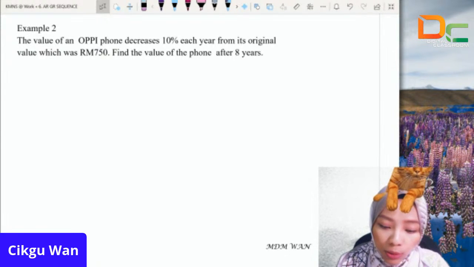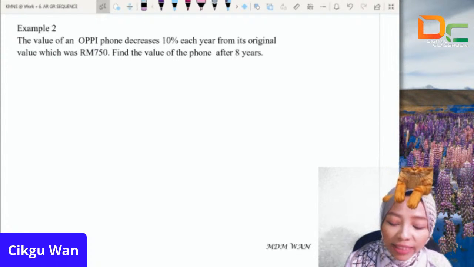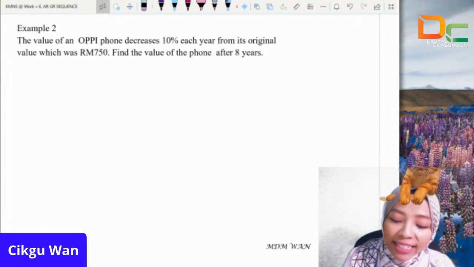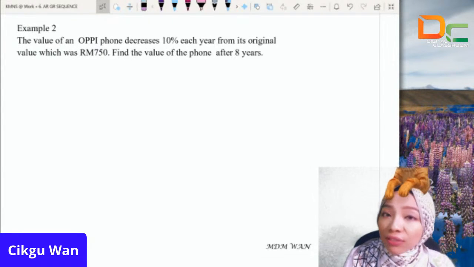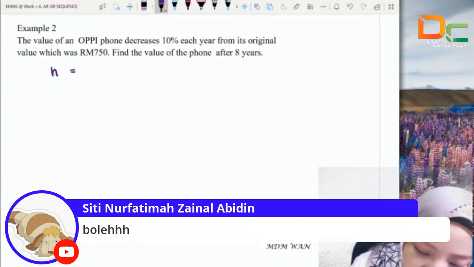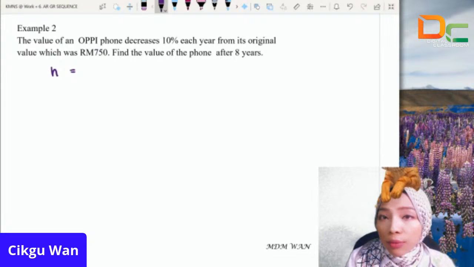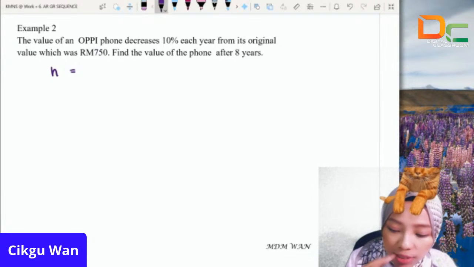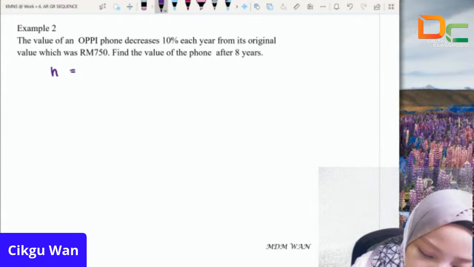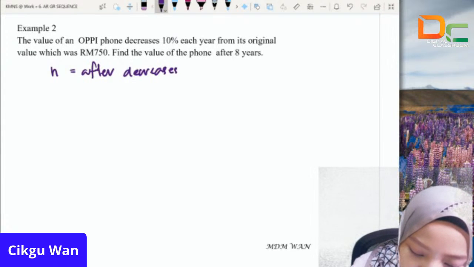Okay, so again, because the question one after 8 years, so our N will be the values after decreasing 10%. Okay, so the N is not 750. Our T1 we're not gonna start with 750 but after penurunan after the decreasing 10% discount. So our N is after this decreases N okay, so tak apa.